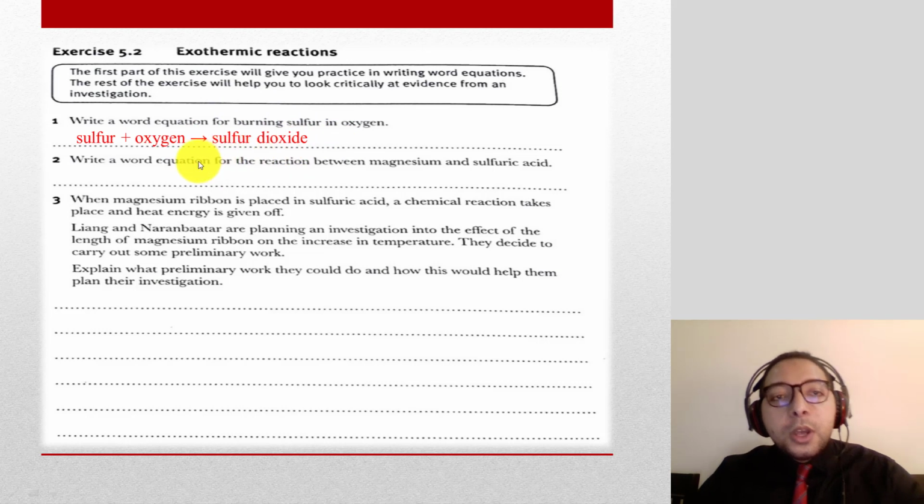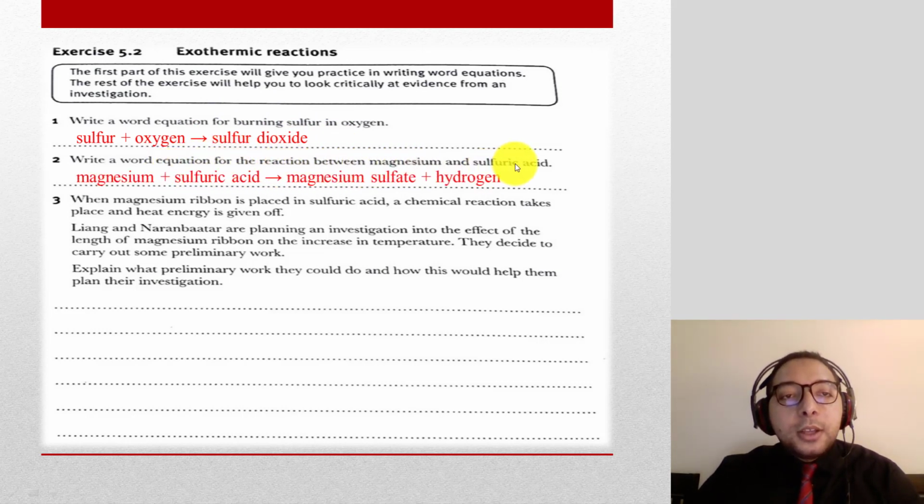Write a word equation for the reaction between magnesium and sulfuric acid. We're going to have magnesium plus sulfuric acid going to produce magnesium sulfate along with hydrogen. Again, before the arrow we're going to have the reactant, and after the arrow is going to have the product, and rearrangement has taken place.